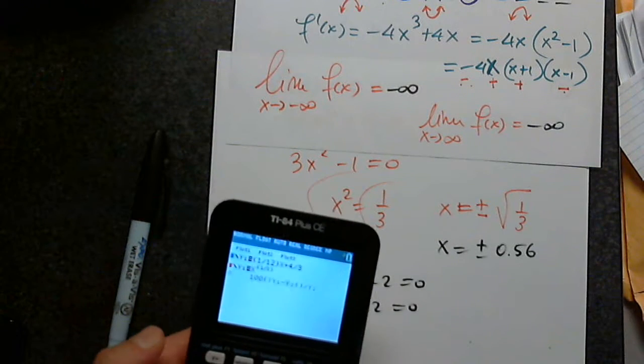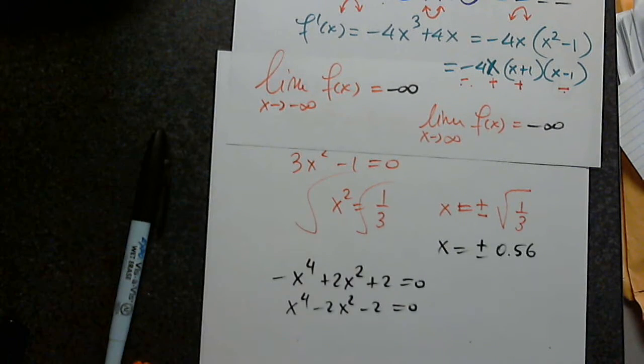So let's just put the function in the calculator. Let me do it up here. So do I have the function in there? No, this was a different function. So I have negative x to the 4th, and then plus 2x squared, and then plus 2.